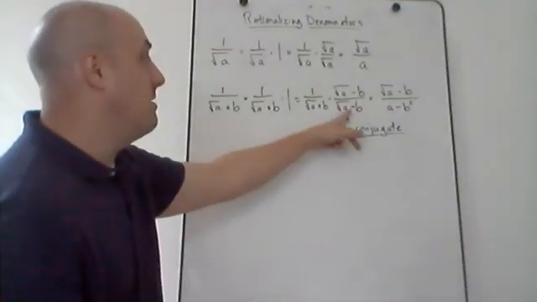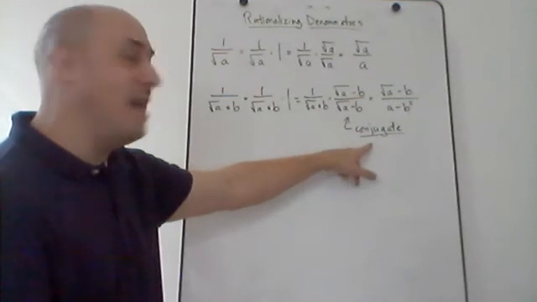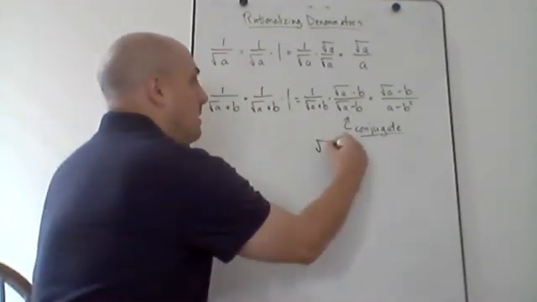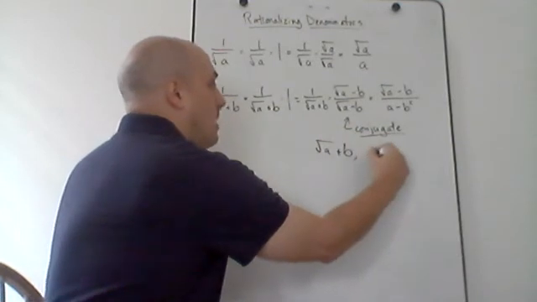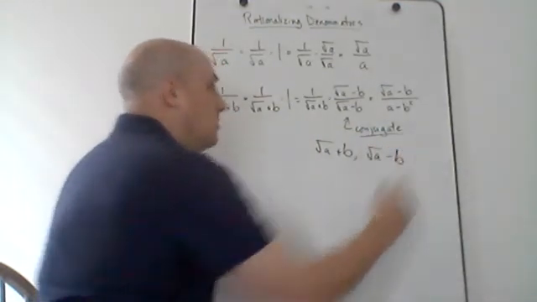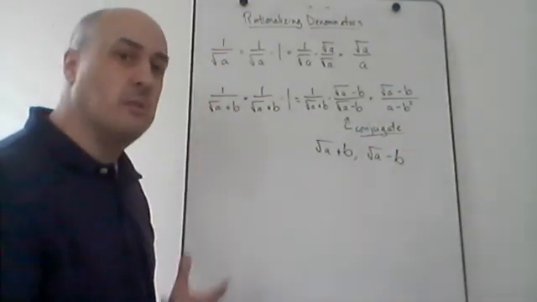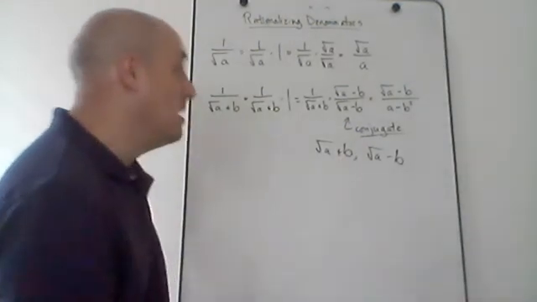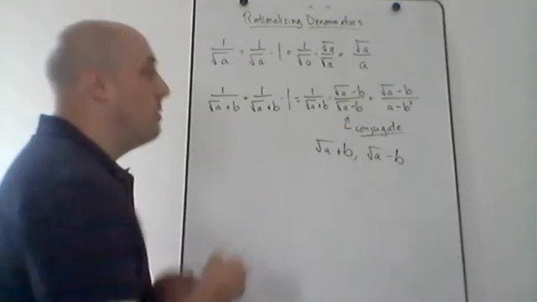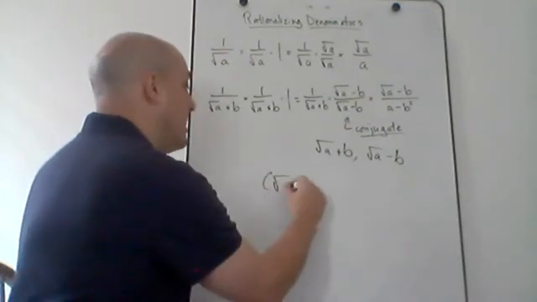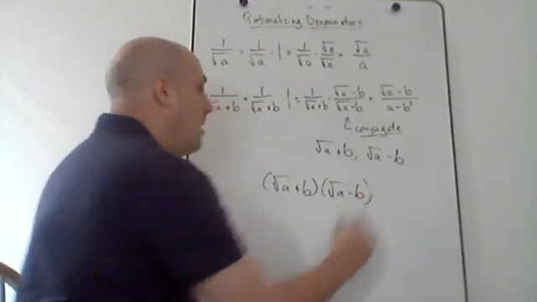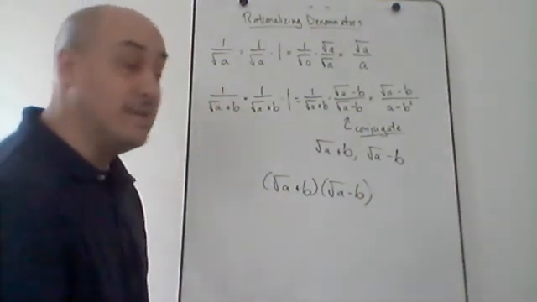That expression there, the square root of a minus b, we call the conjugate of this other expression. So the square root of a plus b and the square root of a minus b, those are what we call conjugates. They're similar expressions, but we just change the sign in the middle. One's a plus and one's a minus. And the reason we do that is because when we multiply conjugates together, the square root of a plus b times the square root of a minus b, what happens is that the square roots actually end up canceling out.